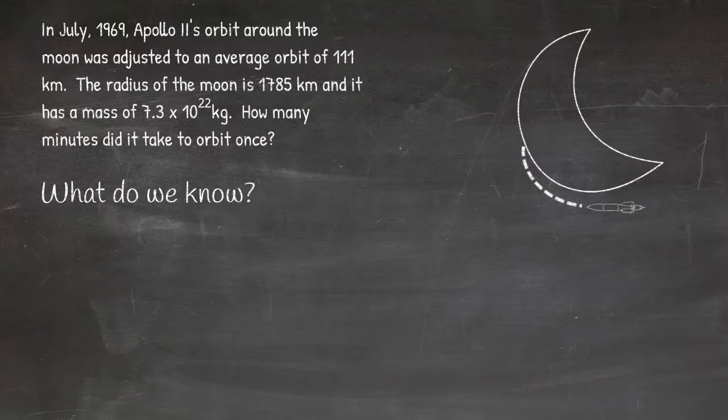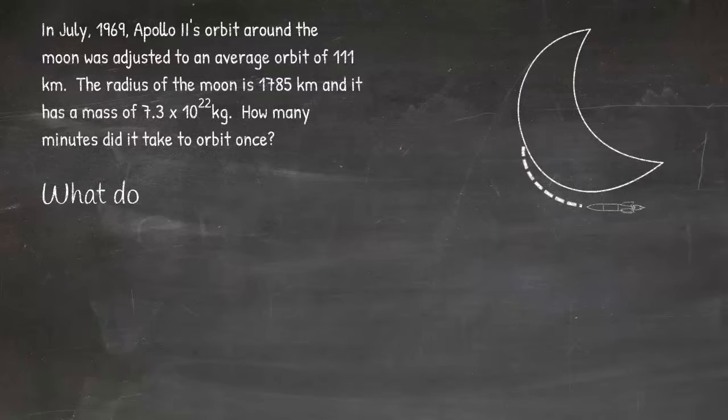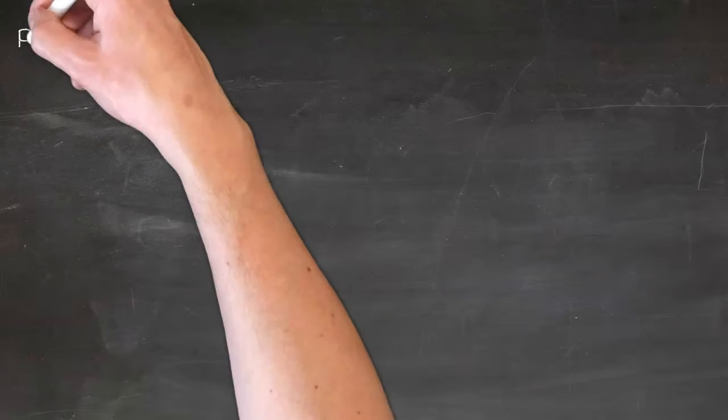We'll start with what do we know? Apollo 11's orbit around the moon, its altitude was 111 kilometers. The moon has a radius of 1,785 kilometers and a mass of 7.3 times 10 to the 22nd kilograms. Now in this problem, what we need to find is the time for one orbit at that altitude. This is actually going to be a pretty short problem, so let's just jump in here.